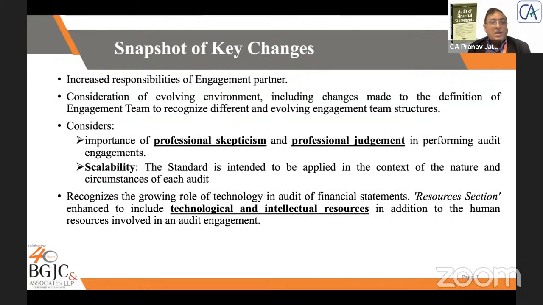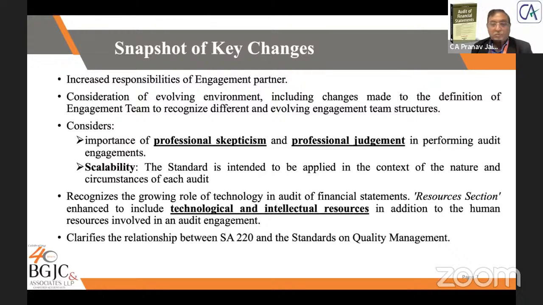This standard recognizes the growing role of technology in the audit of financial statements. So when we talk of the resources section in the standard, it includes technological and intellectual resources in addition to the human resources, which is presently in the current standard. And the standard also clarifies the relationship between SA 220 and the standards on quality management, that is SQM1 and SQM2.